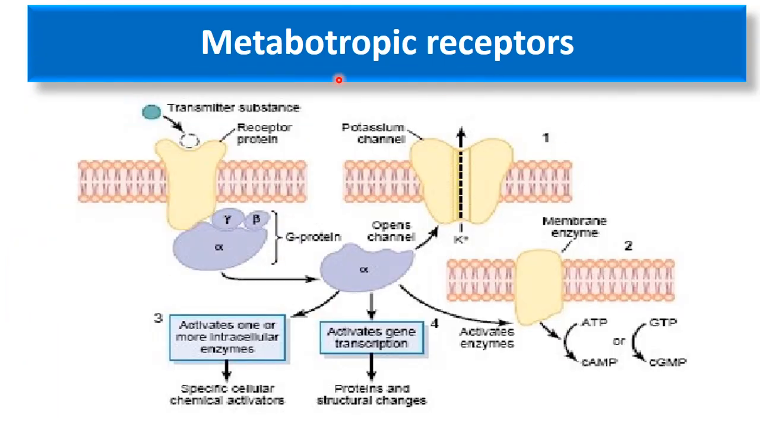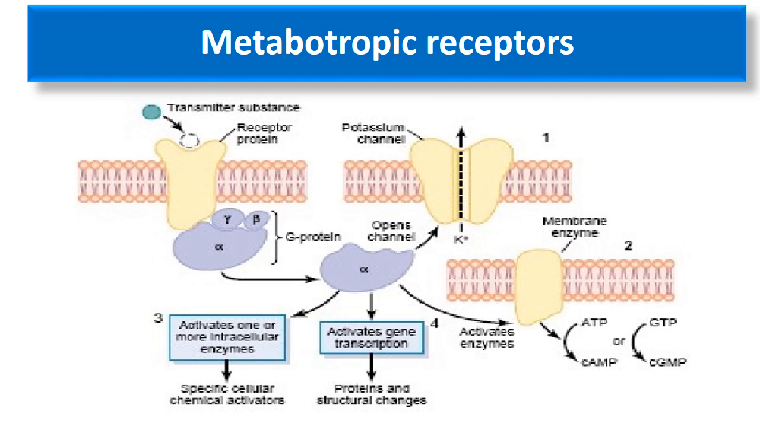Another type of receptors are the metabotropic receptors. Again, in this type of receptor, as I told you, there are two components, the binding component and the ionophore component. Over here, you can see the neurotransmitter comes and binds to the receptor protein, and this is the ionophore component, which is linked to a protein known as the G protein. So it's a G protein coupled receptor.